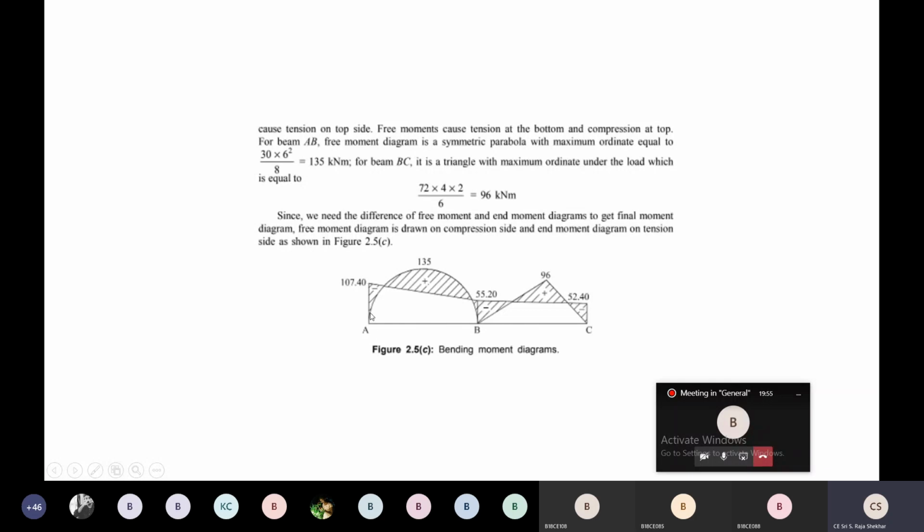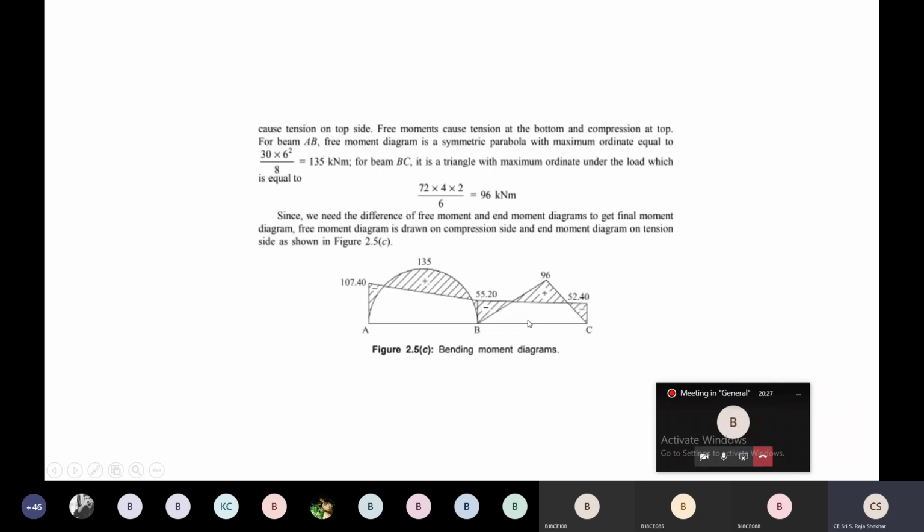You draw lines. Draw vertical lines. Intensity 55, 54, 52 and 107. I have drawn vertical lines here at supports A, B, C of the same magnitude. After that, what you need to do, you have to join all these points. So this is the final end moment diagram. Now we have to draw the applied load moment diagram.